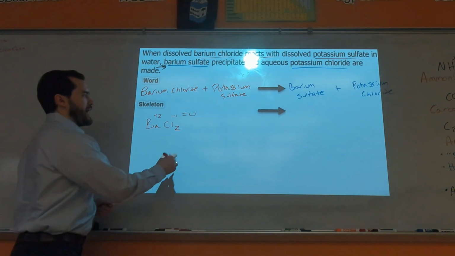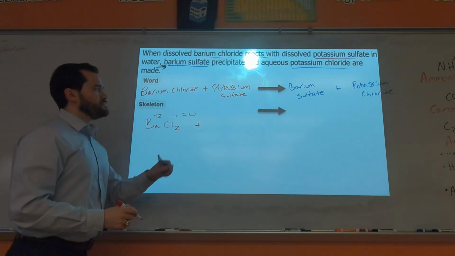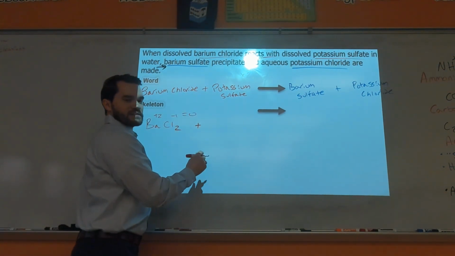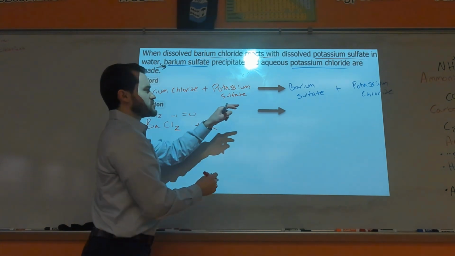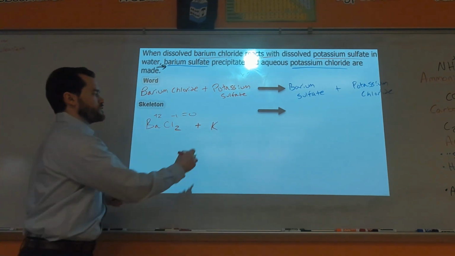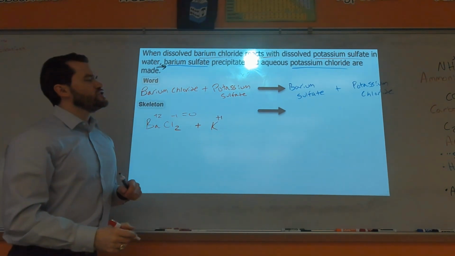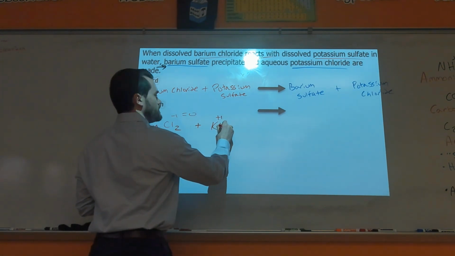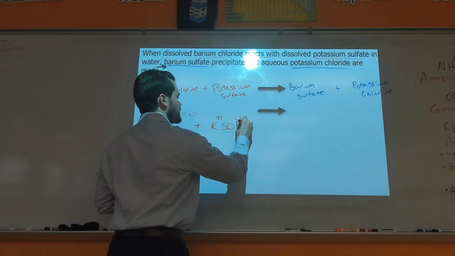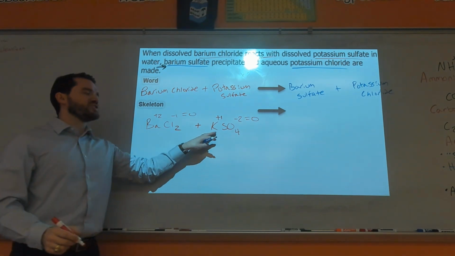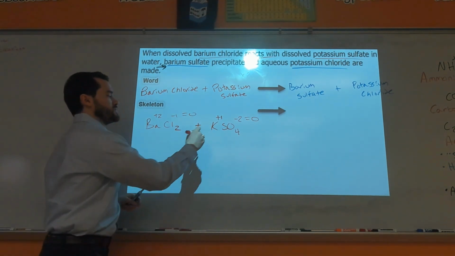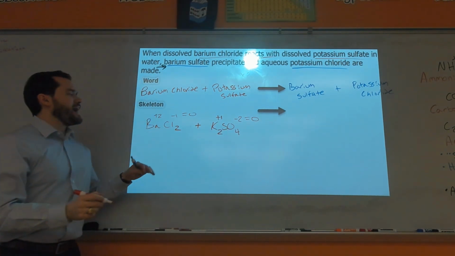Okay? And then adding that to potassium sulfate. So that would be K for potassium. And then sulfate's one of our polyatomic ions. Potassium is +1. Sulfate is SO4, and it has a -2 charge. So to get our charges to go to 0, we would need 2 potassium. So it would be K2SO4.